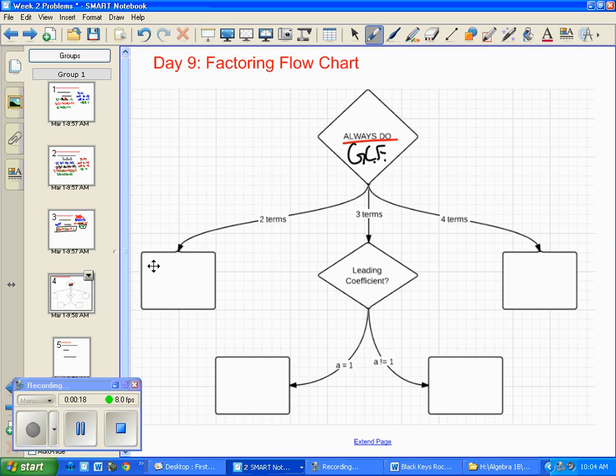Then you sort of have a decision to make. Do I have 2 terms, 3 terms, or 4 terms? If you have 2 terms and it's still factorable, it's probably going to be a difference of squares. So we're going to just call that dots.